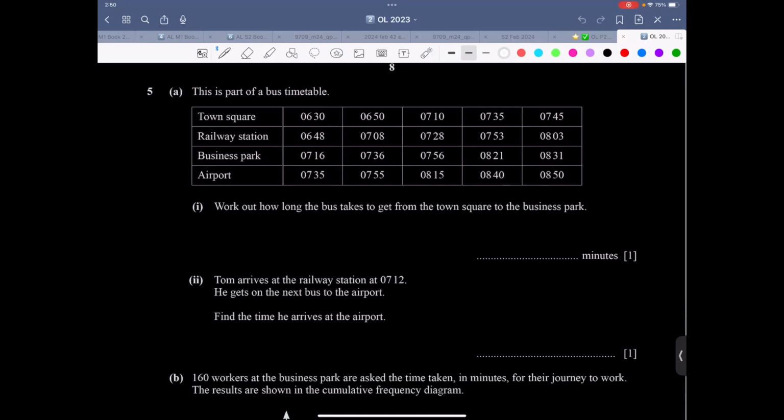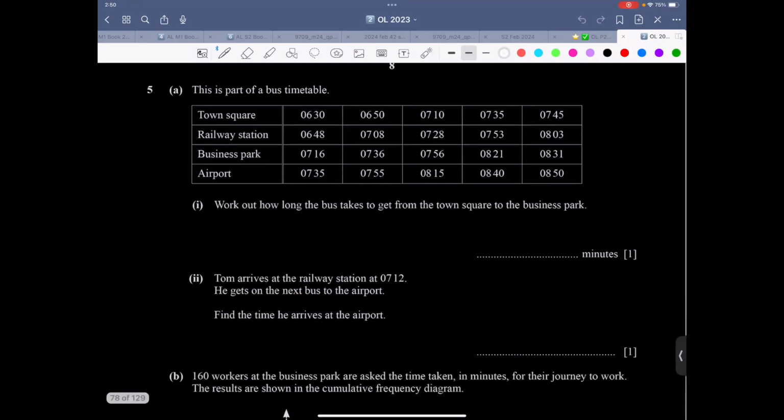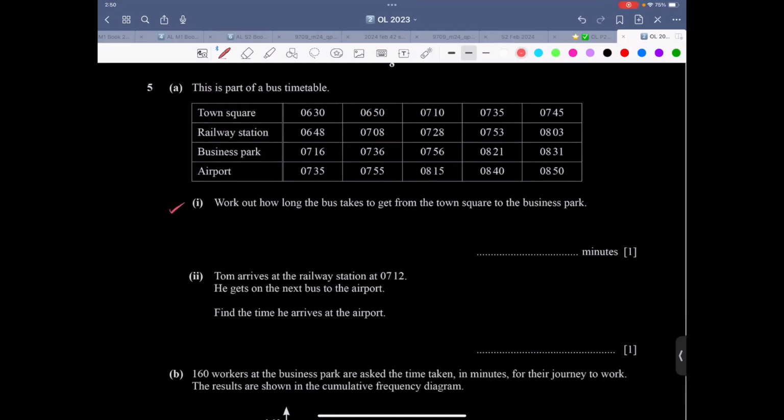Now it says, work out how long the bus takes to get from the town square to the business park. So it's the same time, so just choose any two values. One for town square, let me choose this earliest one, and the business park, that is 760. They are asking how long, that means I need the answer in minutes. So therefore, this comes out to be 46 minutes. That is the first part.